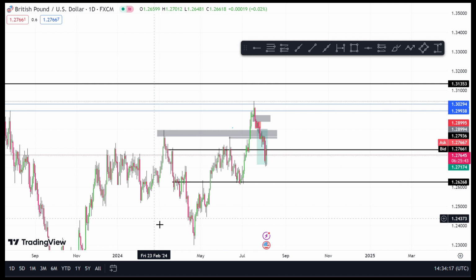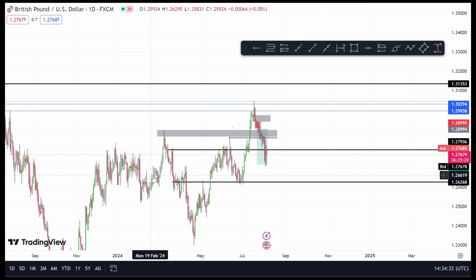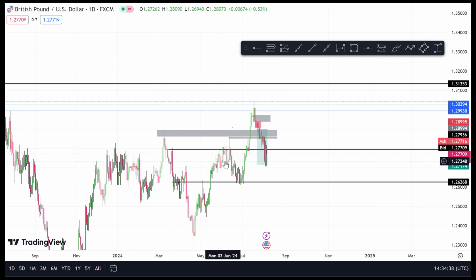So this trade I took was mainly a counter trade. I'm going to show you how I did this. I traded this using my fair value gap and my breaker block. So this is the daily time frame. What do you see here? An uptrend.